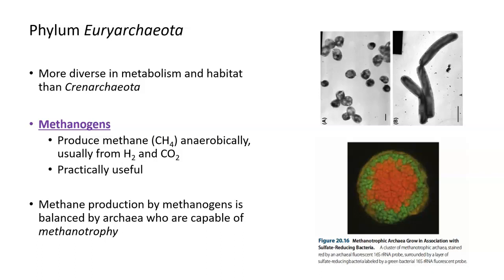Methane gas is practically useful, particularly for some bacteria or archaea that actually use methane gas as their source of energy. Here you can see two organisms living together. We have methanotrophic archaea in the center in red. They're able to make methane gas. And then there are green bacteria on the outside that are able to use that methane gas as a source of energy. And so they live together in this association, benefiting off each other.